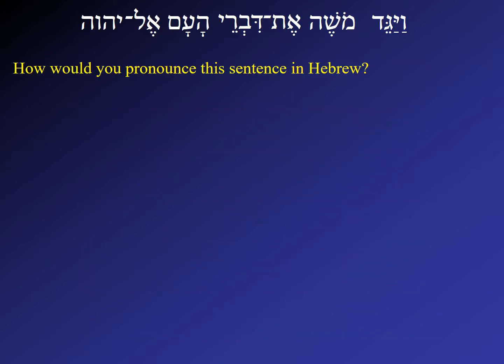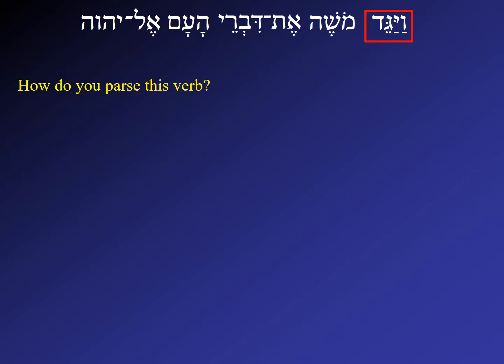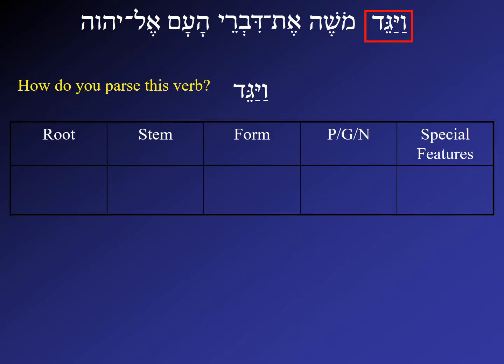So let's look at our sentence for this lesson, which is actually quite straightforward. First, let's pronounce. Vayaged Moshe et divrei ha'am el Adonai. The only word here that requires any work is the verb vayaged.